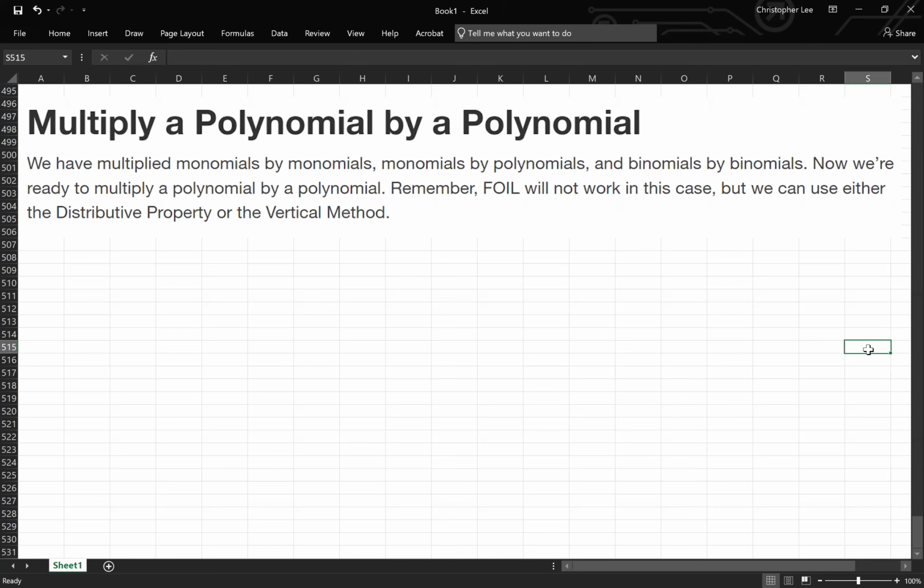Remember, FOIL will not work in this case, all right? But we can use either the distributive property or the vertical method. Your choice, no pressure, all right?